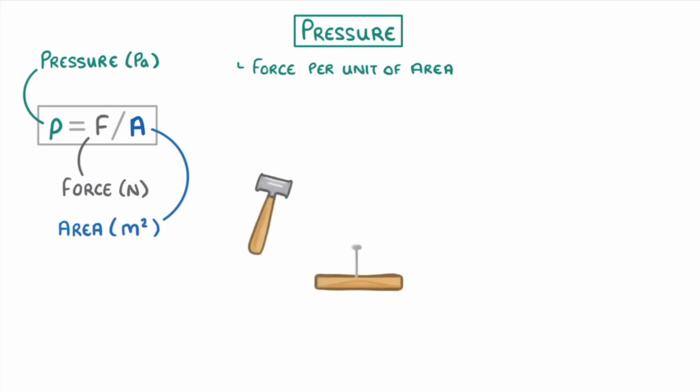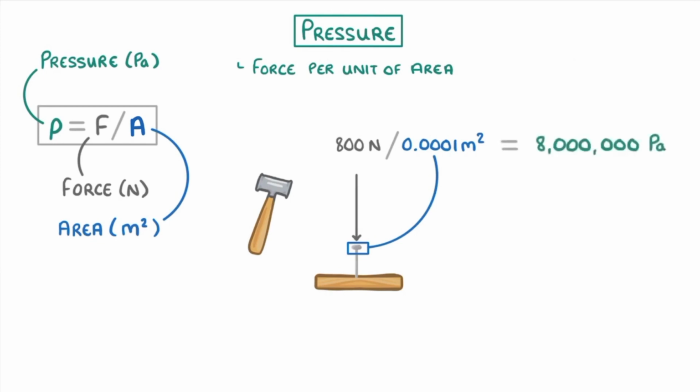So if you hit a nail with a hammer, you will be applying a force to the area of the nail head, which will result in a pressure on the nail. For example, if you applied 800 newtons of force, and the area of the nail head was 0.0001 meters squared, then you'd generate a pressure of 8 million pascals, or 8,000 kilopascals.